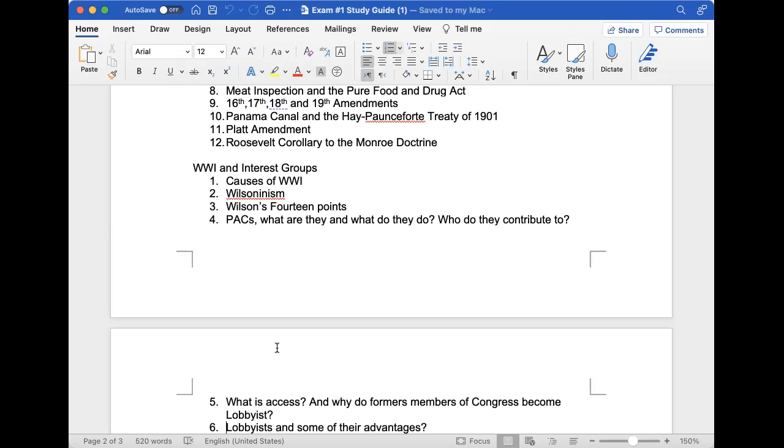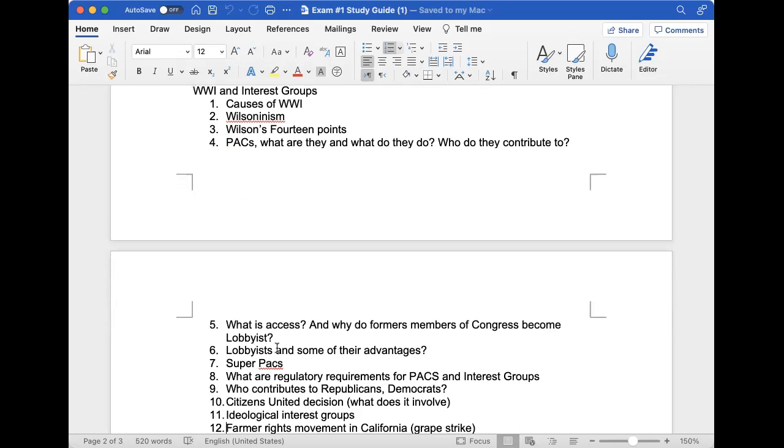And why do former members become lobbyists? Former members of Congress become lobbyists because they already have that personal connection with decision makers. They may have their phone number, they may have their email address, they know the staff, they know how the legislative system works. So that's one of the advantages that a former member of Congress will be hired on as a lobbyist. And it's simple because sometimes former members of Congress can make more money being a lobbyist.